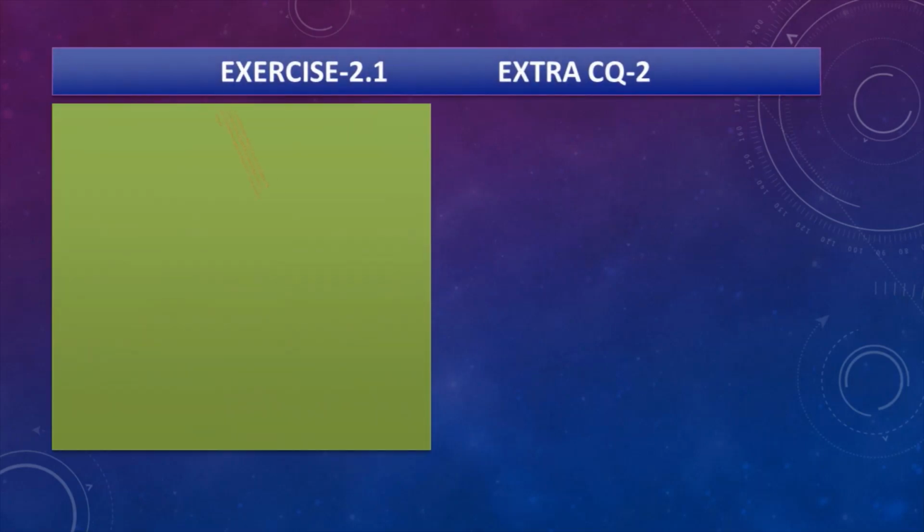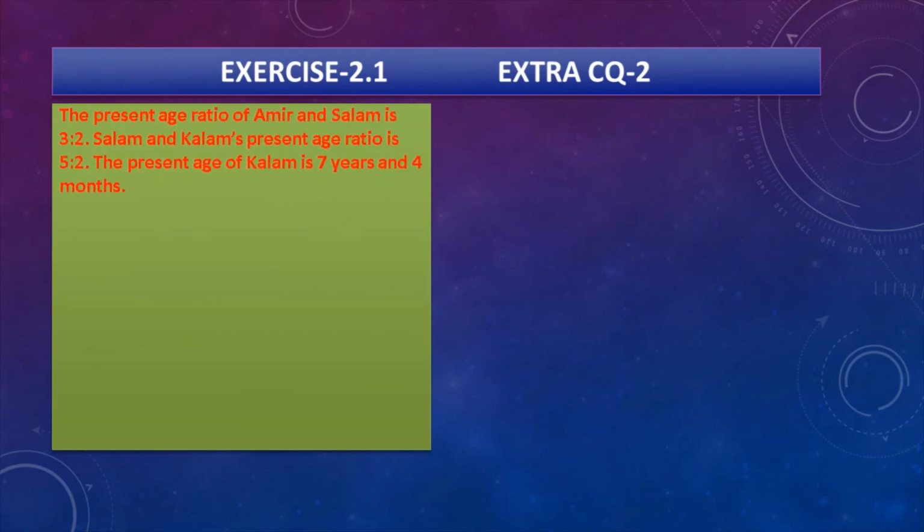So my dear students, let us see the solution number B. That is the stem, my dear students. The present age ratio of Amir and Salam is 3:2. Salam and Kalam's present age ratio is 5:2. The present age of Kalam is 7 years and 4 months. Let us see the question number B. How old will Salam be after 6 years? So my dear students, if we want to find this solution number B, then we have to find out the present age of Salam. So let us see the solution number B. That is given. Present age of Salam is to present age of Kalam equals 5:2.